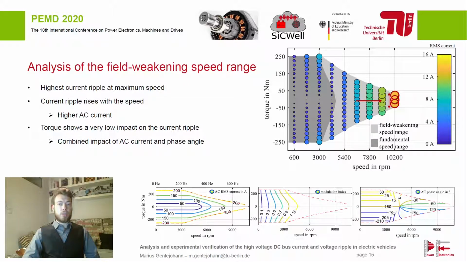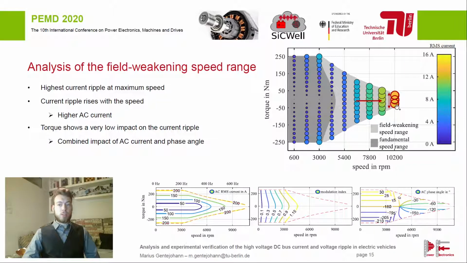In the field weakening speed range, marked in light gray, the highest current ripple is found at maximum speed. Comparing it to the maximum ripple of the fundamental speed range, we see that it is even higher. In the field weakening speed range, a higher AC current enables higher speeds. This leads also to an increased DC bus current ripple.